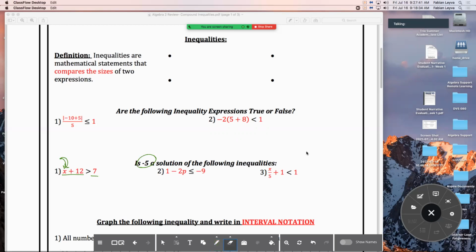So let's go ahead and do that. Notice I have x plus 12. I know my x equals a -5. So -5 plus 12 is greater than 7 according to this inequality. Whether it is or not, it's my job to find out. Looking at the left side, I have -5 plus 12, which is just a positive 7, greater than 7. Now, is this a true statement? Is 7 greater than 7?